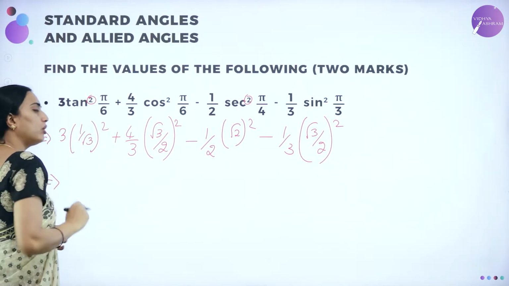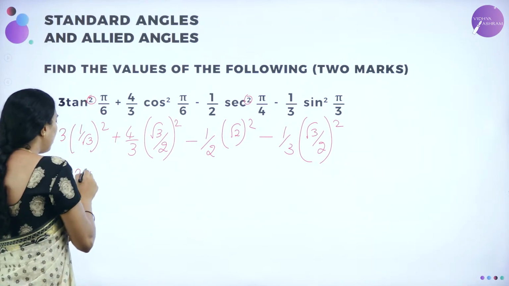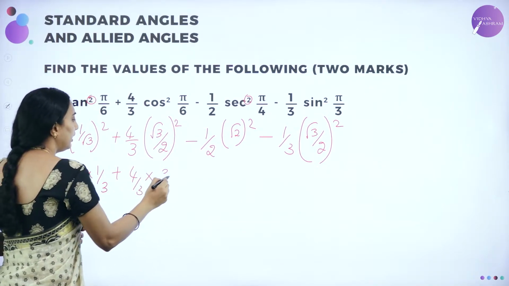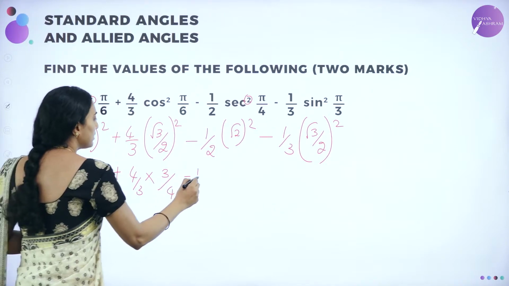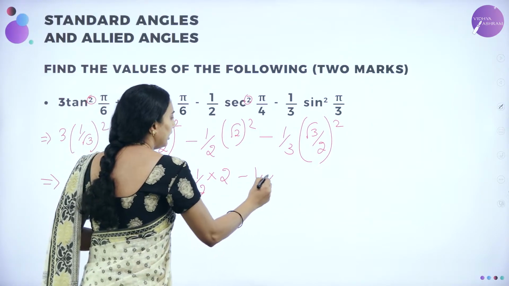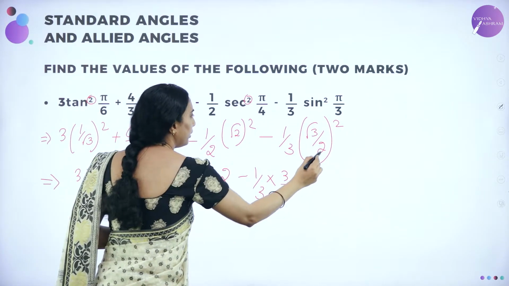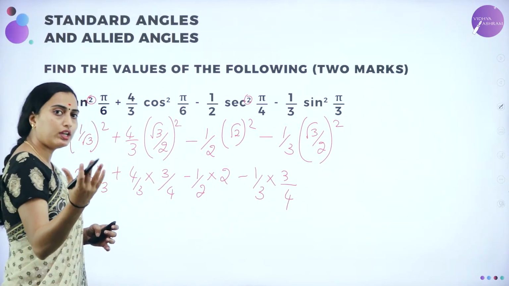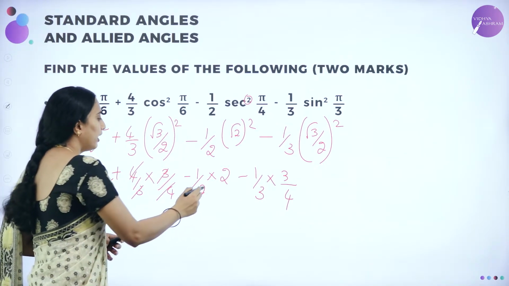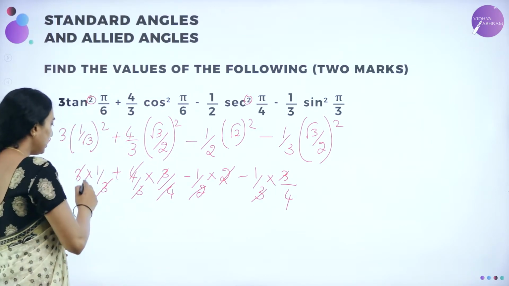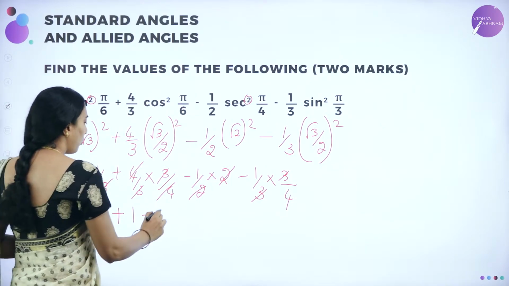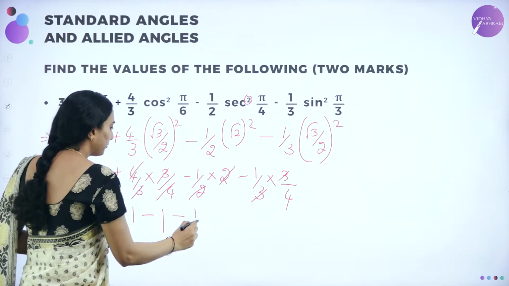So 3 into 1 by root 3 whole squared: root will go, 3 into 1 by 3, plus 4 by 3 into root will go, 3 divided by 2 squared is 4, minus 1 by 2 into root will go, remaining is 2, minus 1 by 3 into root will go, 3 divided by 2 squared is 4. Correct? Now what will get cancelled here? 3 will go, 3 will go here, 4 will go, again 2, 3. So remaining here is 1, correct? 1 plus 1 minus 1 minus 1 by 4.